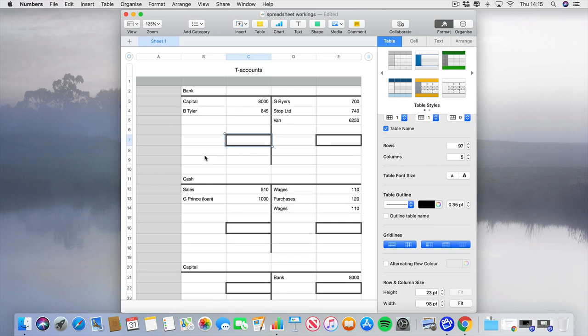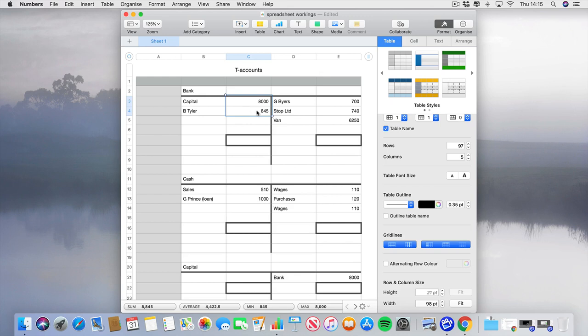So, balancing off the accounts. I'm going to start with the bank account. When we balance off accounts, these two boxes here are going to be for totals. These totals have to agree, otherwise the accounts will not balance. The accounts have to balance for our totals to agree. So we look at each column. This column comes to 8,845. This column comes to 7,690. So this column is less than that column, and therefore we need a figure in here for it to balance. I hope that makes sense.